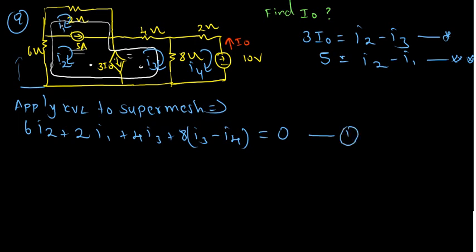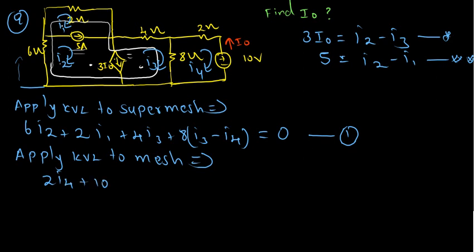I need to apply KVL to this mesh also. Apply KVL to the mesh, not the super mesh. This is the super mesh, this is the normal mesh. So 2 I4 plus 10 volts plus 8 times (I4 minus I3), because I am going in this direction, equal to 0. This is the second equation. So those are the equations.